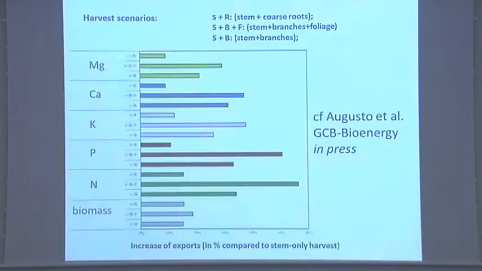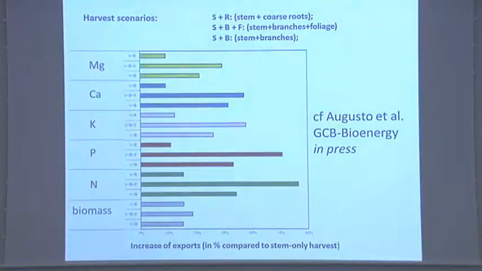So the 2 examples are, the first one, we have nutrients and biomass on the left. This is a percentage of increase of harvest relative to stem only. So stem only is a standard and you compare to that. And we have 3 harvest scenarios: stem plus coarse roots, stem, branches and foliage, stem and branches. And as you can see, biomass, if you do so, you export maybe 15 to 18% more.